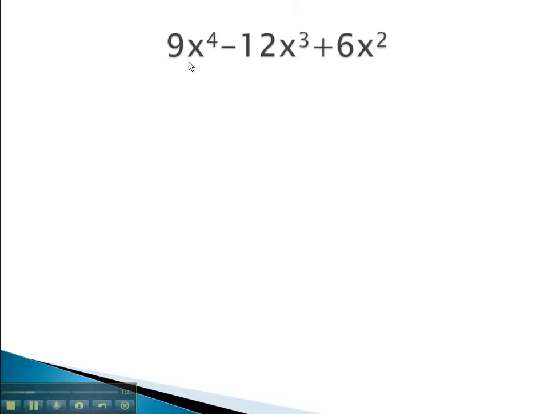In this problem, we see that 9, 12, and 6 are all divisible by 3. All the terms also have an x, and the lowest exponent is squared. 3x squared is the greatest common factor, which will go in front of the parentheses. To find out what's left inside the parentheses, we will divide each term by 3x squared to see what we have left.